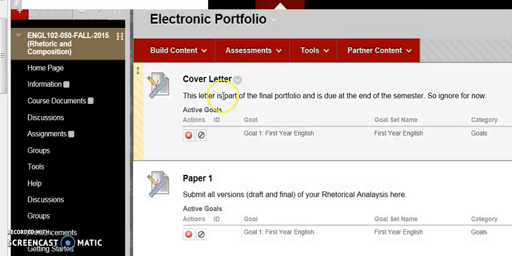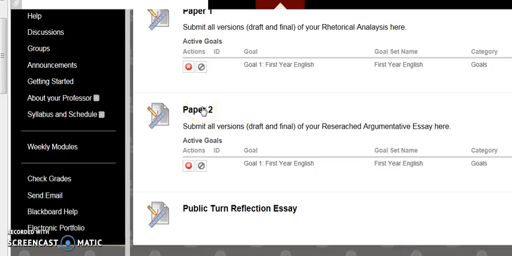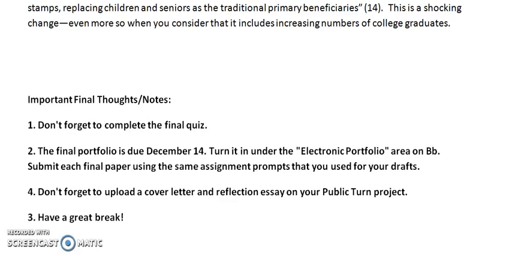Also, don't forget a cover letter. This is just an opportunity for you to highlight the more prominent or important revisions that you made in your paper. And you can also talk about your experience doing the revisions. What did you learn? How did it benefit you or not? And then also don't forget a public turn reflection essay. This is just a brief, I would say no more than a single page, opportunity for you to reflect on what you learned in the public turn. I think that's it. Yeah, don't forget to upload a cover letter and reflection essay in your public turn.